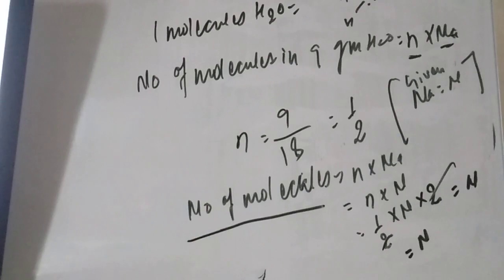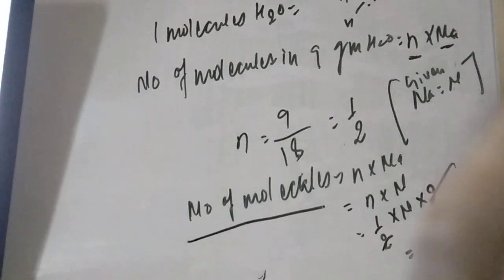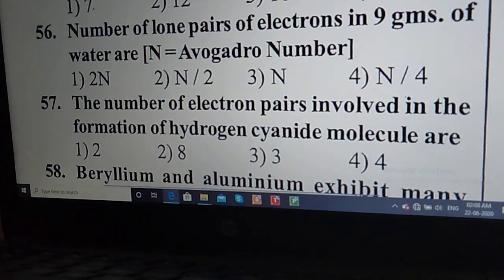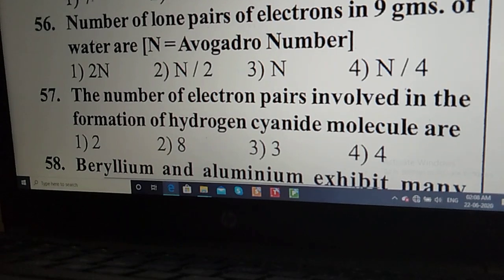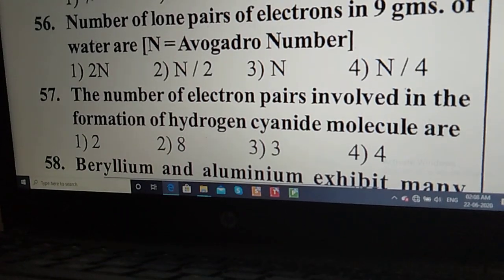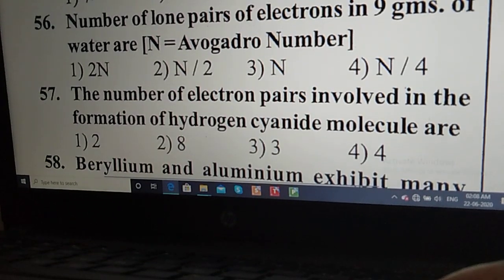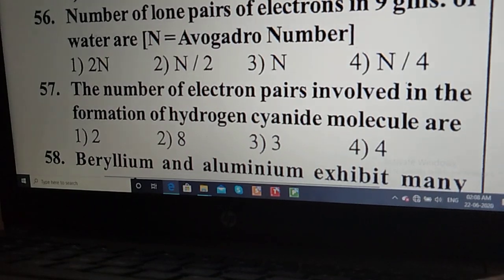Now let us check the option, students, for question 56. The correct option will be option number 3. Try to understand, students. If you are not understanding, just send a message in the message box, and I will get back to you.